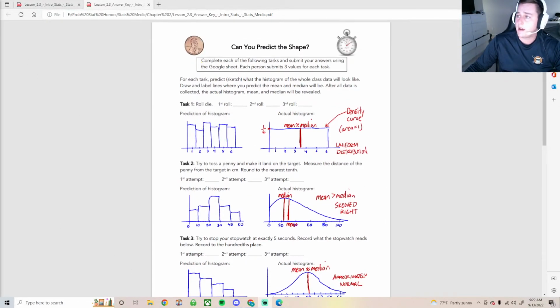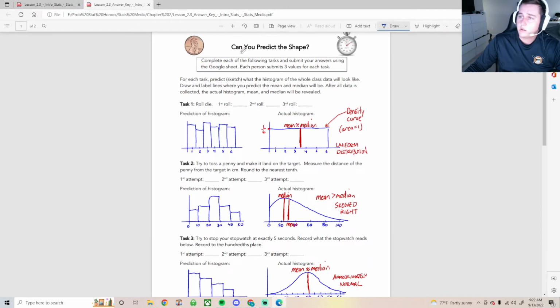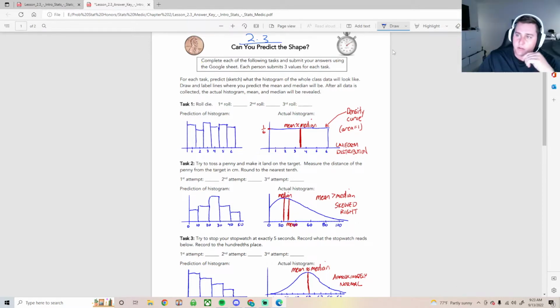All right, welcome back. This is now lesson 2.3. Why am I writing with the mouse? I should be writing with the pen. This is now lesson 2.3 notes. This is all about predicting the shape of distributions.